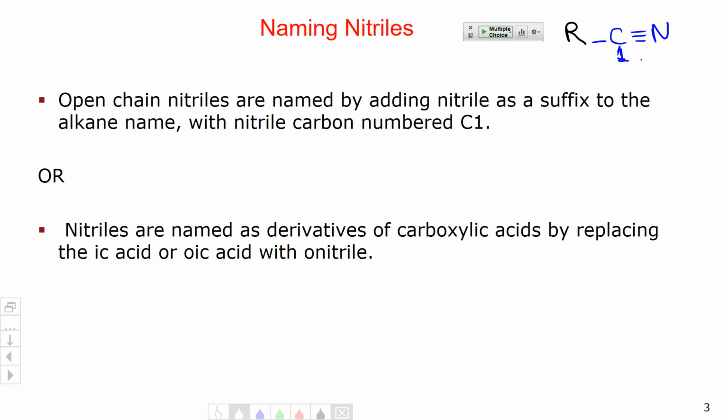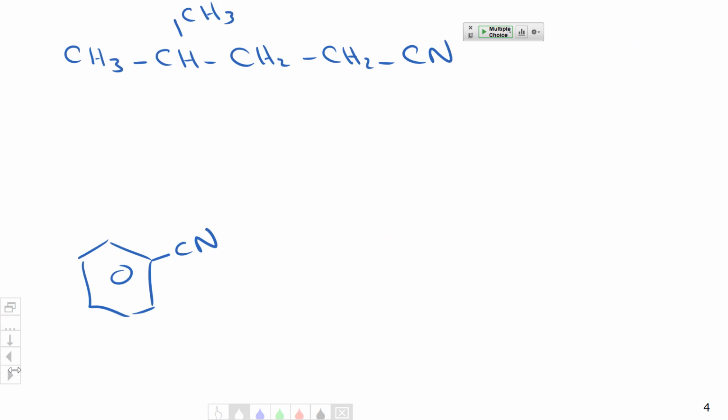Let's take 2 simple examples of that. Looking at this one here, the longest chain that contains the carbon of the nitrile is 1, 2, 3, 4, 5. And on carbon 4 we have the methyl. So it's going to be 4-methyl. Always a dash between a number and a letter. Pentane, followed by nitrile.